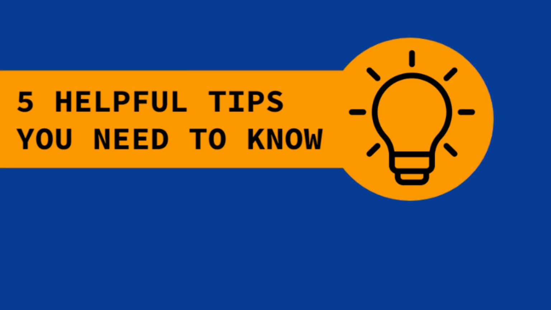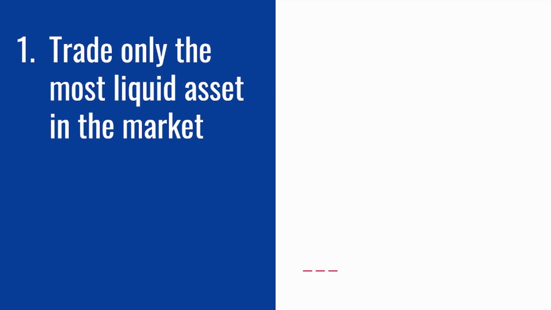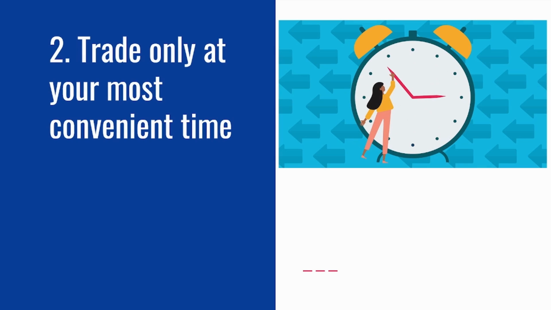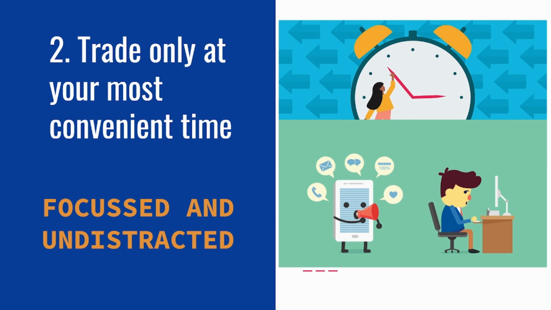Please take note of these 5 helpful scalping tips so you don't lose a lot of money while trading. First, trade only the most liquid asset in the market. You can stick to Bitcoin and Ethereum, which have the most volume in the market. Second, trade only at your most convenient time. Make sure that you are focused and undistracted during this period. It can help you act and decide rationally.